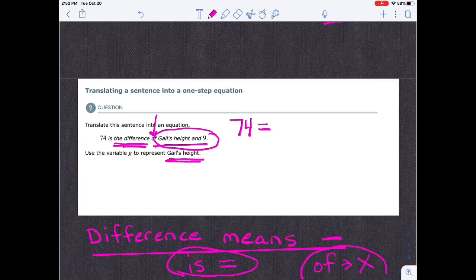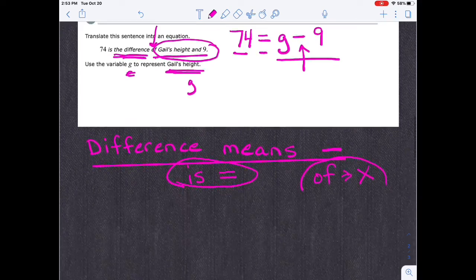Gail's height, how are we going to write Gail's height? We're going to use a G. So G for Gail's height, G minus 9. 74 is the difference of Gail's height and 9. There's the difference of right there. All right, hopefully that is helpful.